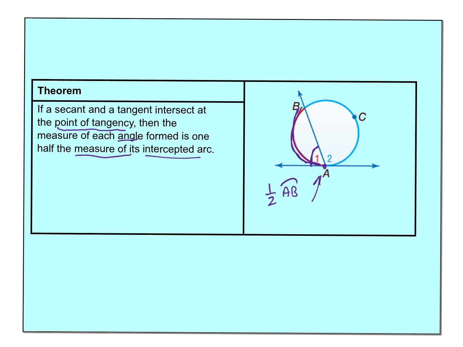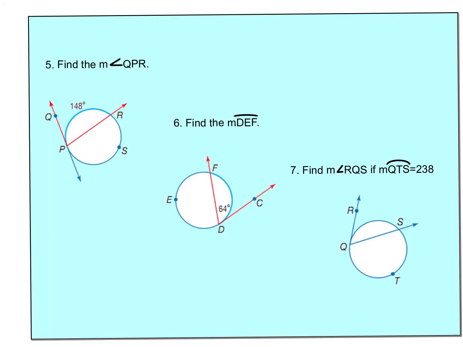Okay? And then this one over here is going to be equal to 1/2 arc ACB. All right, so angle 2 would be equal to that. Angle 1 is going to be equal to that. So all I'm saying is, however big this arc is, the angle is going to be half of it. So I'm looking for QPR, this angle right here.